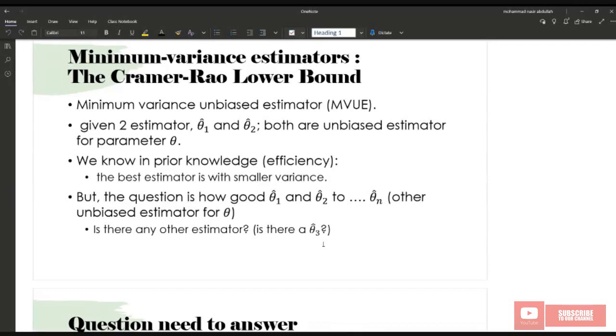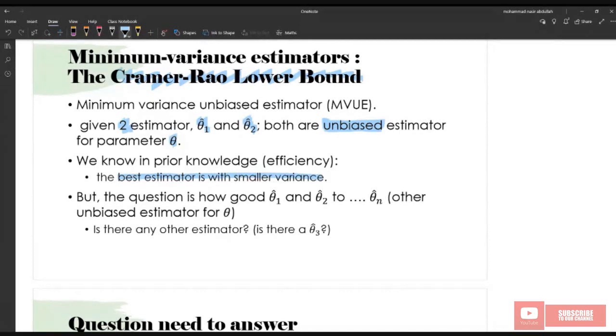using the method of the Cramer-Rao lower bound. Given two estimators, theta 1 hat and theta 2 hat, both are unbiased estimators. Basically the first property of an estimator should be met: it should be an unbiased estimator of the parameter theta. And we know from prior knowledge of efficiency that the best estimator is the one with the smaller variance.